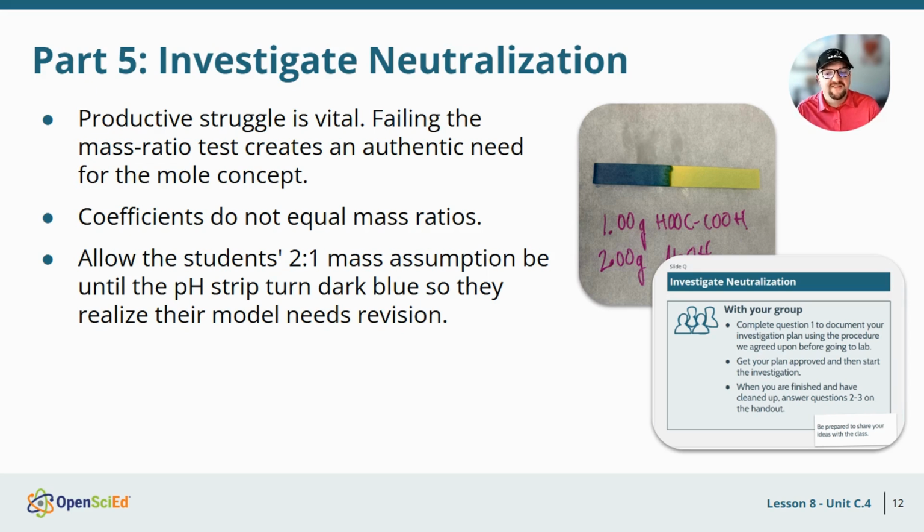Feel free to lean into that confusion. Don't correct them, but instead ask, we followed your 2-to-1 ratio from the equation. So if mass didn't work, what must those coefficients actually represent?